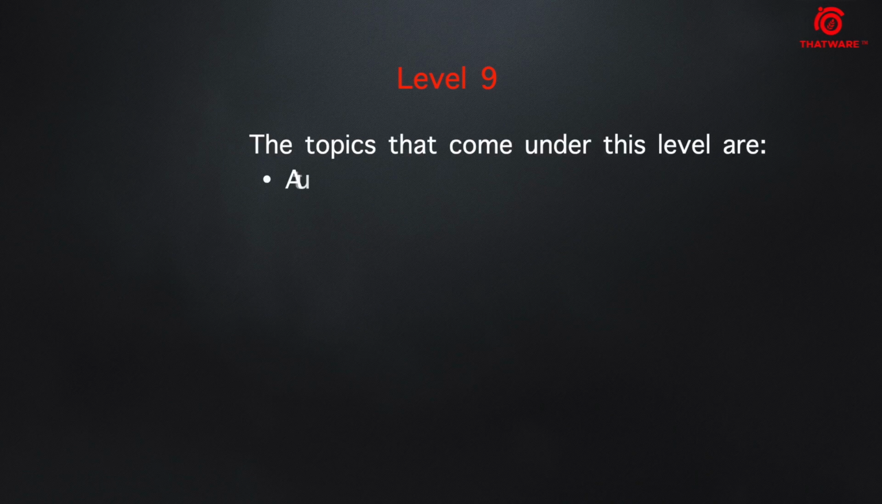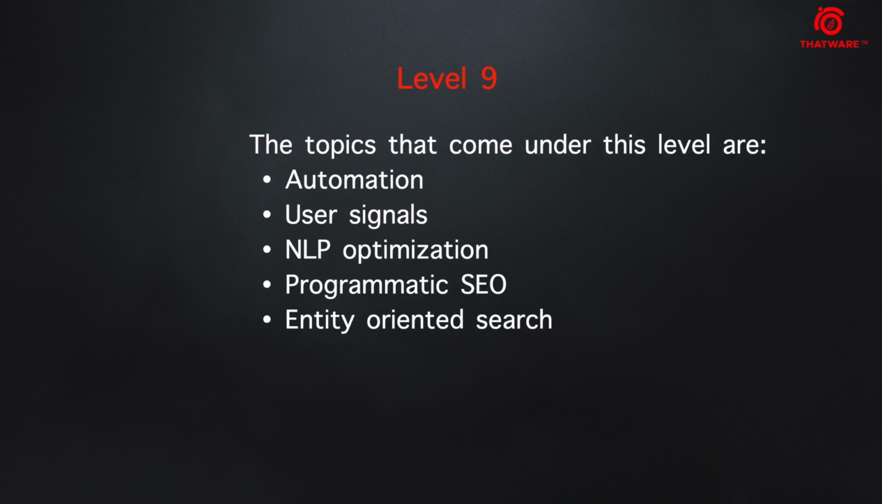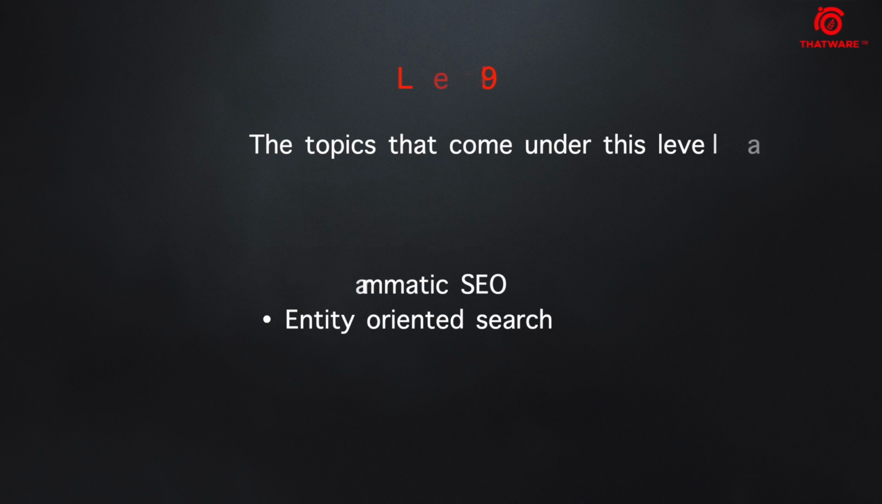Level number 9 is where you take your SEO to the next level with automation, user signals, NLP, programmatic SEO, and entity oriented search. Now automation, yes, you can do a lot of automation by using APIs. You can focus on user signals, such as dwell time, pogo sticking, bounce rate, and click-through rate, using NLP for better content relevance or sentiment analysis, using programmatic SEO for the on-page fundamentals, and making sure that you are well optimized on the entity, because with generative AI and with the advent of ChatGPT and Google Bard, entity would be the next big thing.